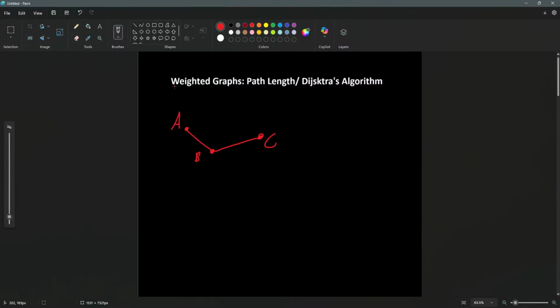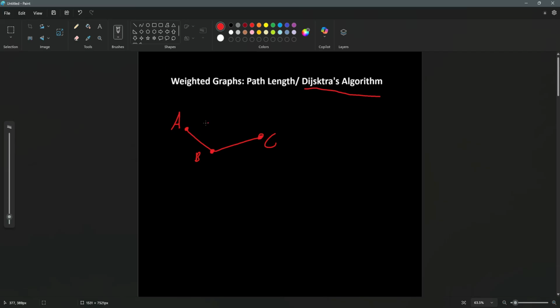Today, like I promised, I was going to give you guys some supplemental material for Dijkstra's algorithm. And to do so, the first thing we're going to do is review very quickly what a path length is and what a weight of an edge is.